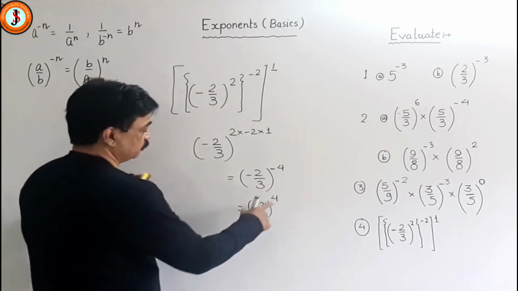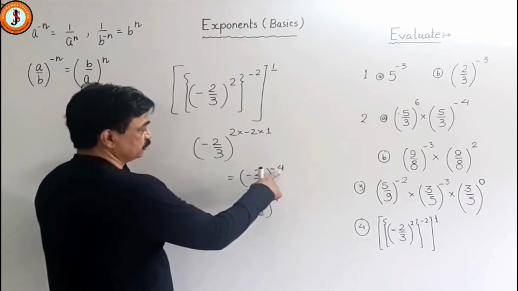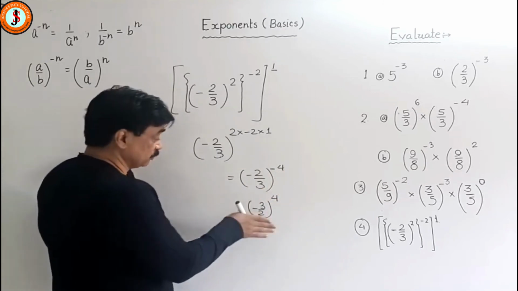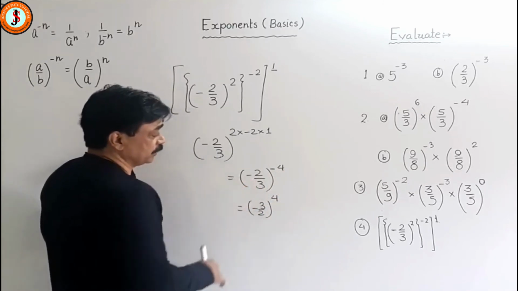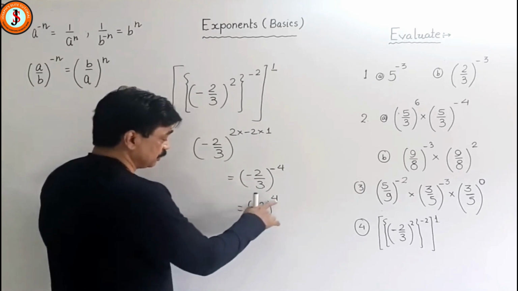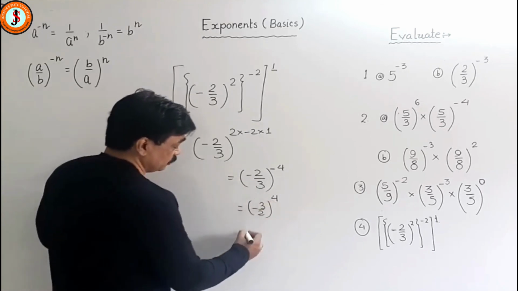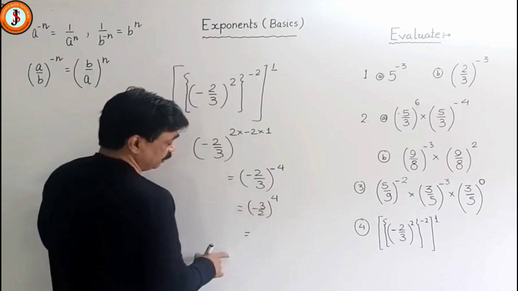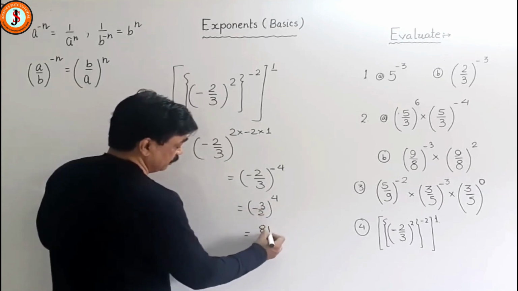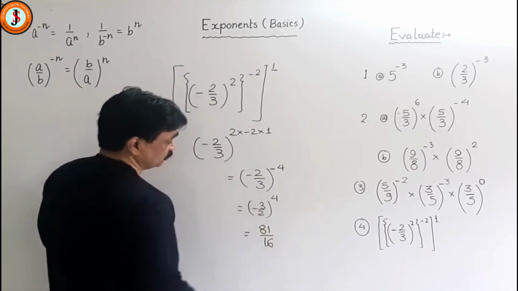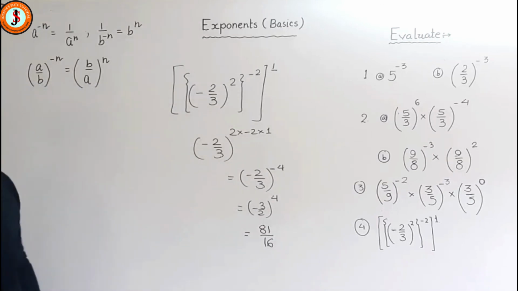Positive 4. Now the power over here, see, it was negative. The power is negative, so it's reverted. We did not touch this negative sign. Now we see this power is even, so the answer will be positive, so we remove the minus. Now 3 to the power 4 is 81 and 2 to the power 4 is 16. So we get this answer.